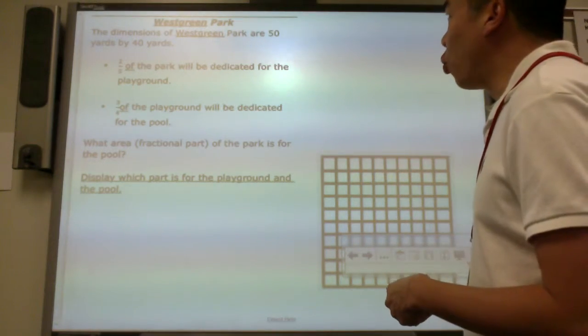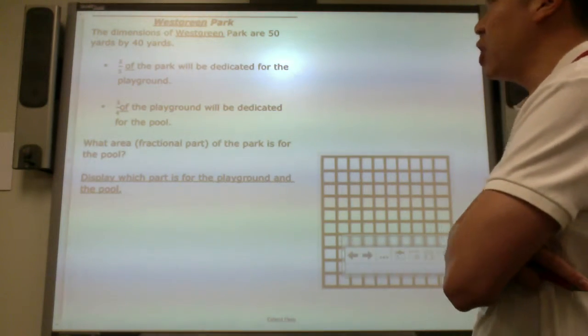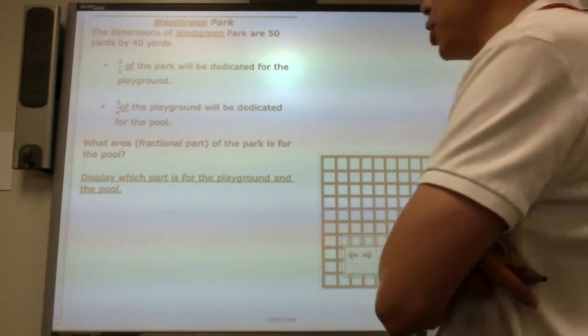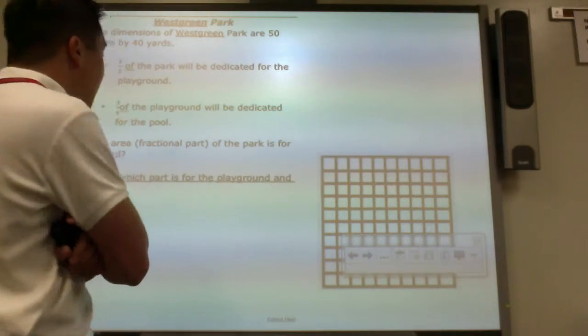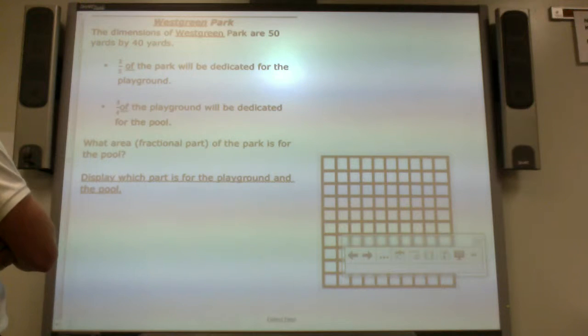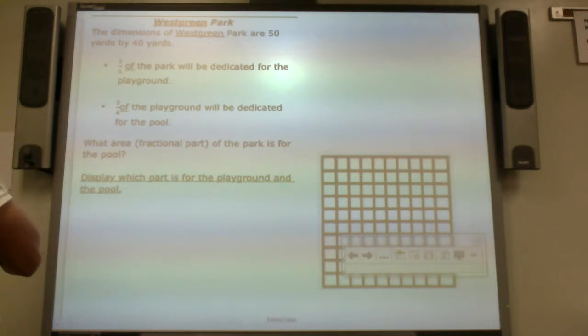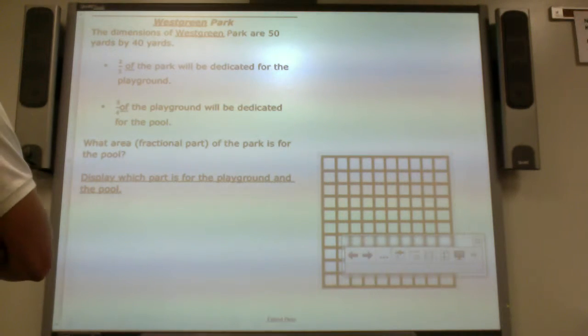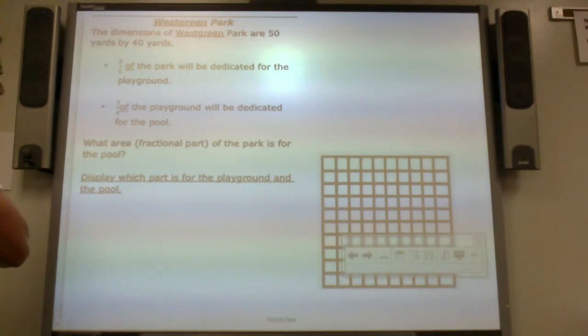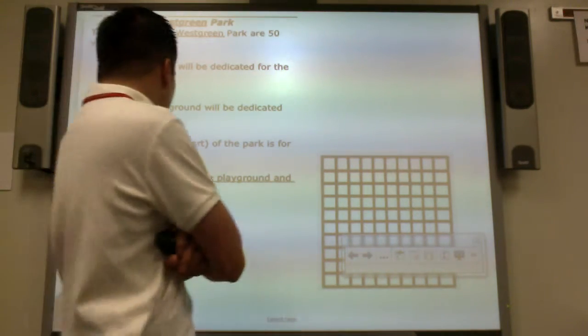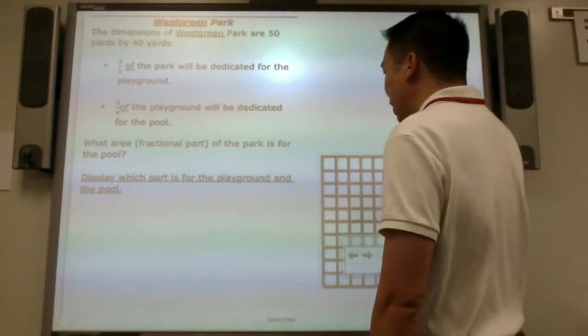The dimensions of West Green Park are 50 yards by 40 yards. 2/5 of the park will be dedicated for the playground. 3/4 of the playground will be dedicated for the pool. What area of the park is for the pool? Display which part of the park is for the playground and the pool.